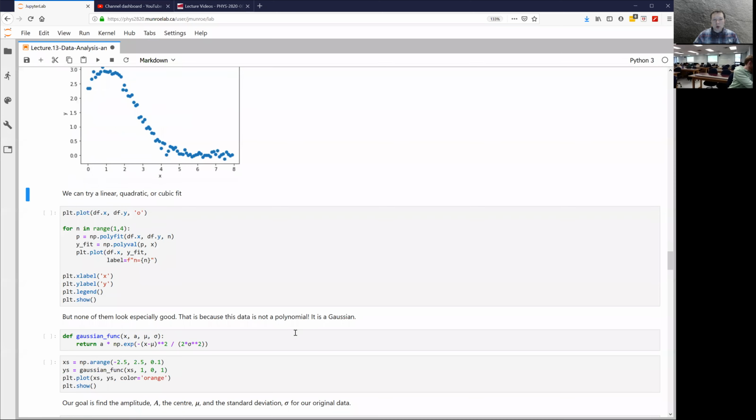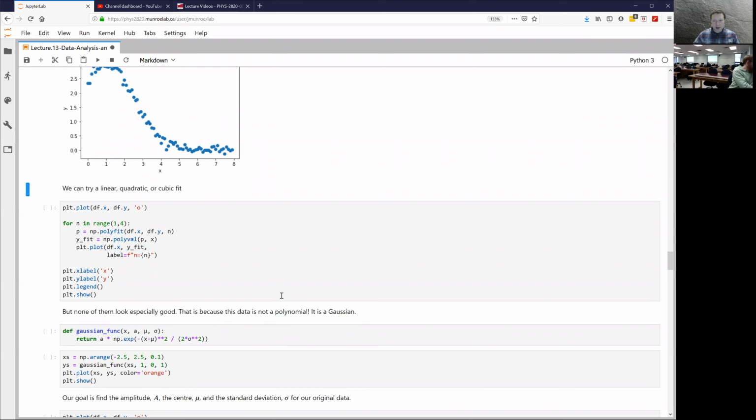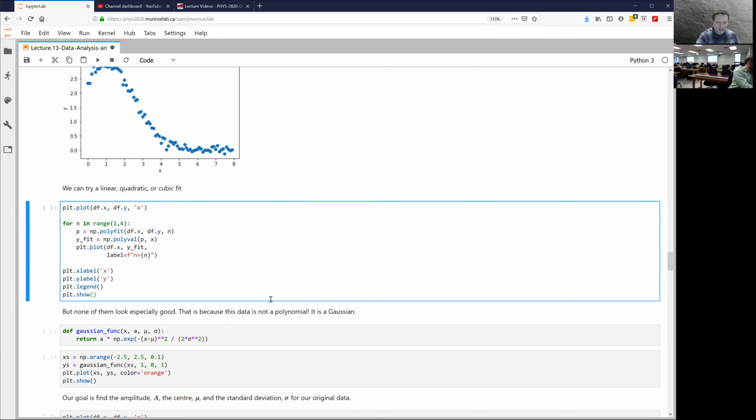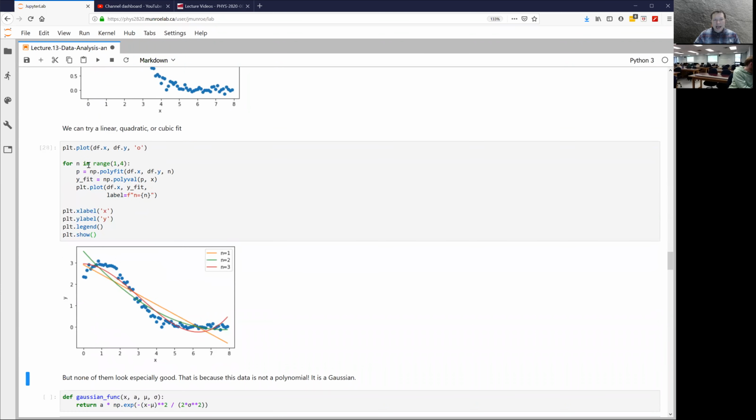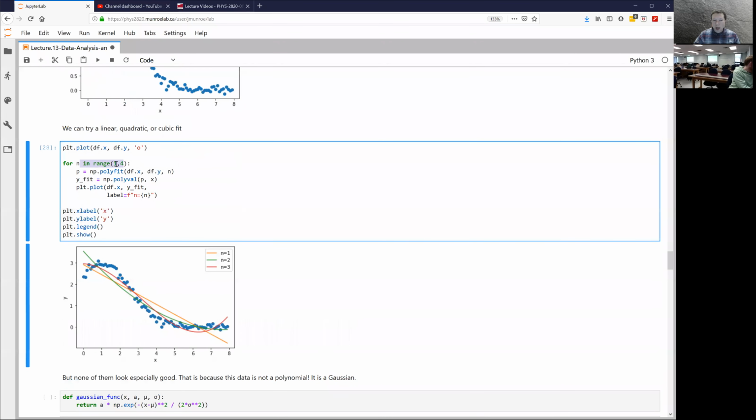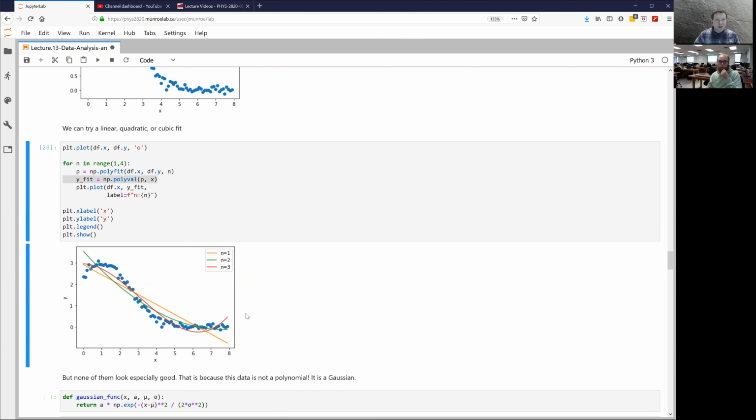Well, it doesn't matter if we try a linear, a quadratic, or a cubic fit. None of them are especially good. So if n is equal to 1 or 2 or 3, for any one of those orders, I figure out the parameters for an order 1 function, an order 2 function, an order 3 function. I evaluate that polynomial and then I plot it. I would get the orange line for the linear function. The green line gives me the quadratic approximation. The red line gives me the best cubic.